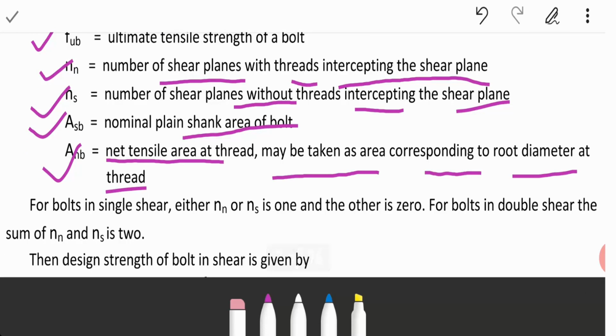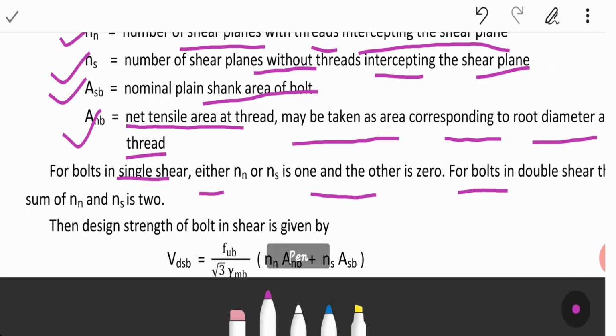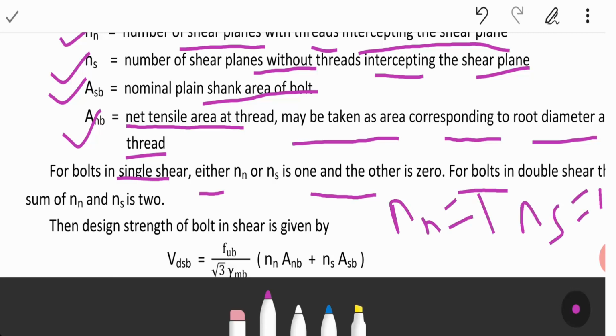For bolts in single shear, either nn or ns is one and the other is 0. Clear? For bolts in double shear, the sum of nn and ns is 2. So you can see nn is equal to 1 or ns is equal to 1. So in double shear, ns plus nn equal to 2. Clear?